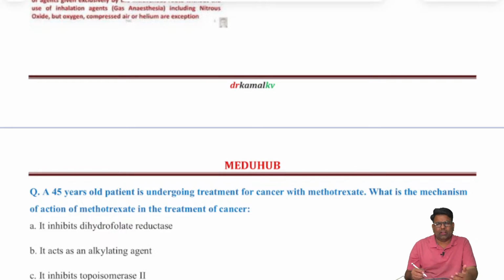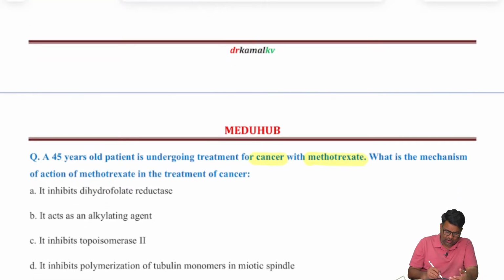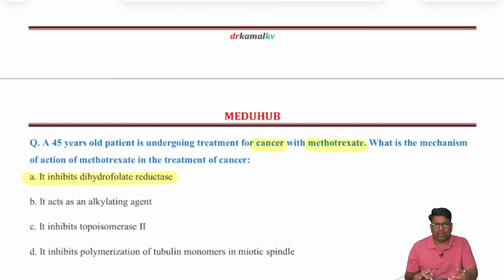Now, this is again a repeated question. A person is going through cancer chemotherapy with methotrexate. Now, what is the action of methotrexate? We have already discussed that it inhibits DHFRase, that is dihydrofolate reductase enzyme, and that hampers with the synthesis of DNA.